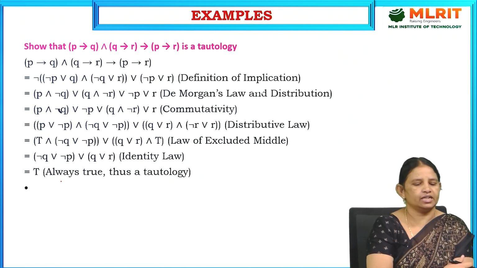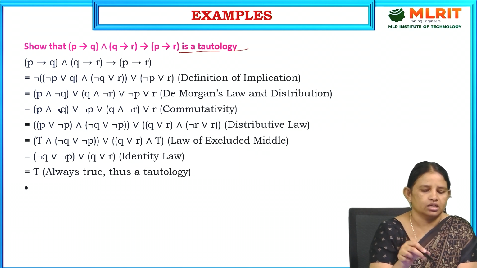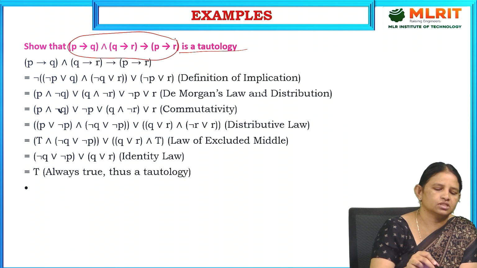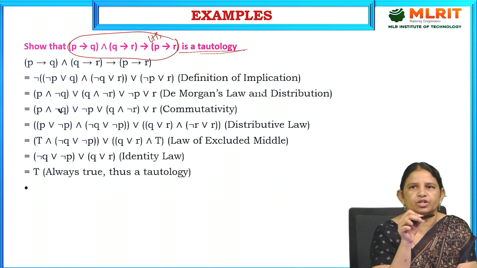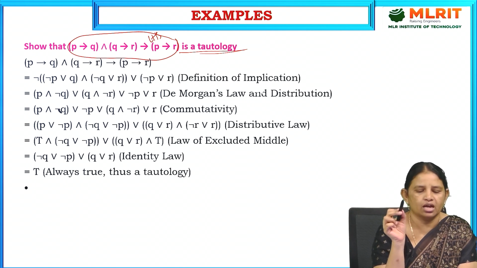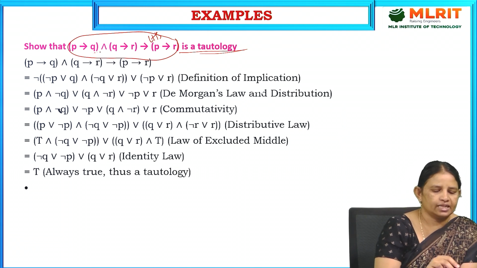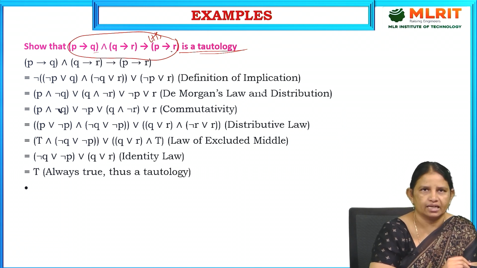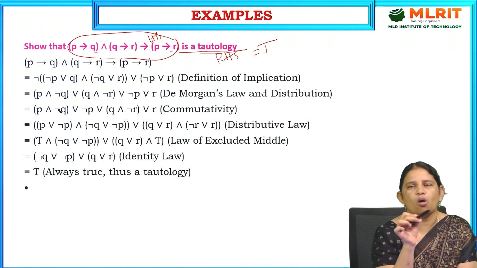So P implies Q and Q implies P is a tautology. So, this is the entire proposition, that is the LHS is a tautology. That means we need to prove that at last we are going to get the value as T. Then it becomes a tautology. So that is the entire statement you are going to consider as the LHS. Tautology is the RHS value. It means we need to prove that it is true, or it is a T.